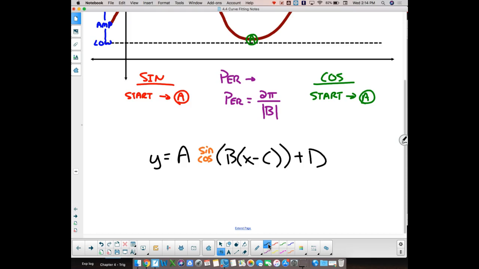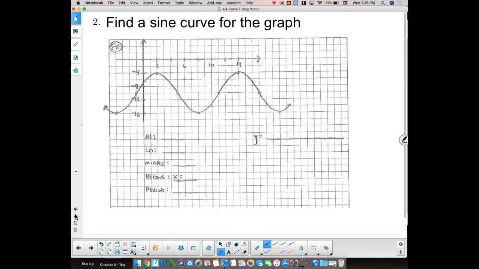Okay? So on the sheet that you should have gotten when you came into the room today, we have the first one for you. It's on top. I want to find a sine curve for the graph. Well, the first thing I am going to ask myself is, what is the high point of this function? What is the maximum value of this function? It's -4. It happens up here and it happens right there. So the high value is -4.